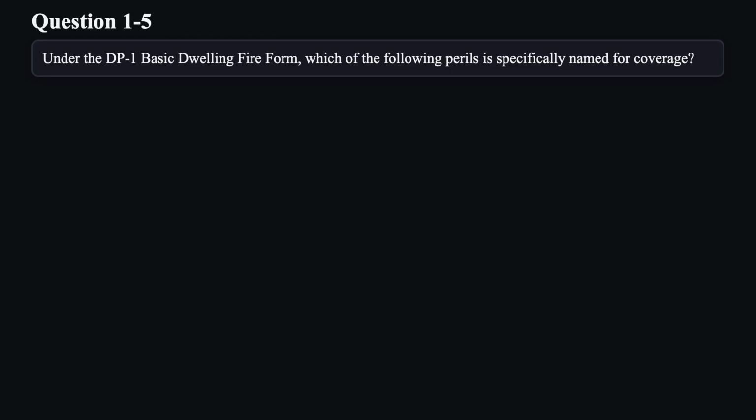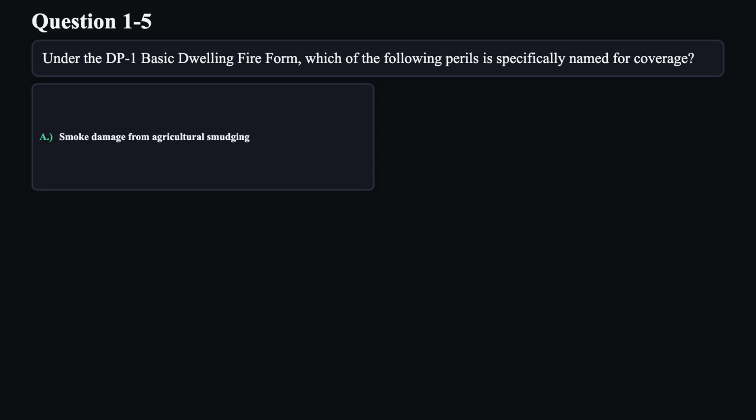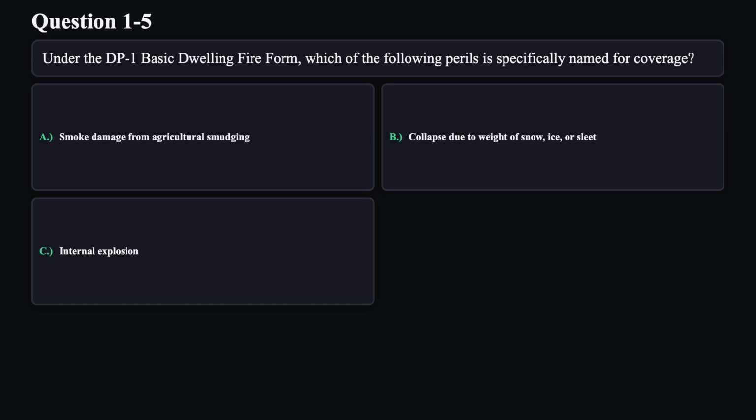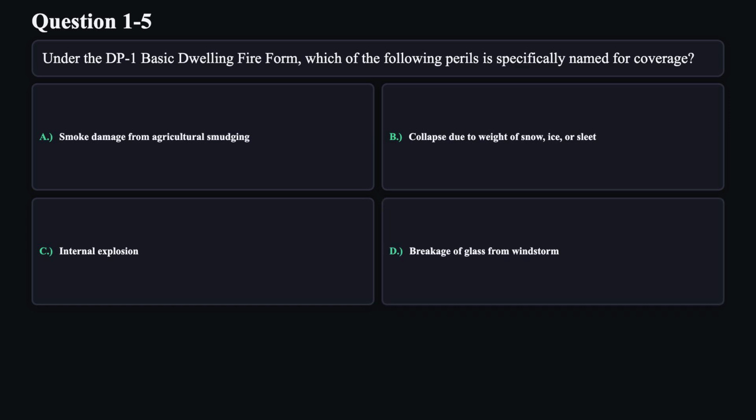Question 5. Under the DP1 Basic Dwelling Fire Form, which of the following perils is specifically named for coverage? A. Smoke damage from agricultural smudging. B. Collapse due to weight of snow, ice, or sleet. C. Internal explosion. D. Breakage of glass from windstorm.